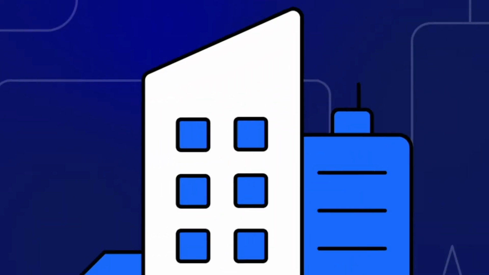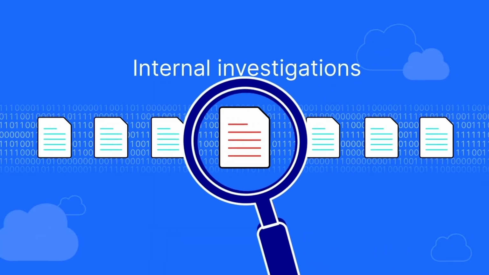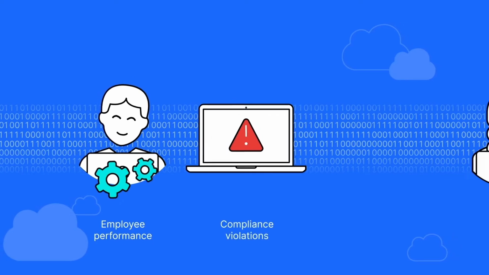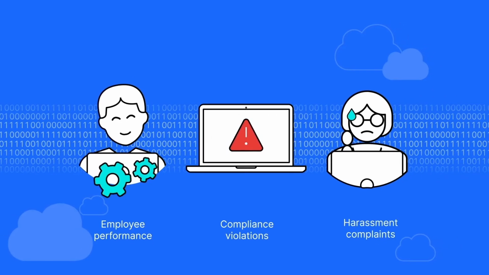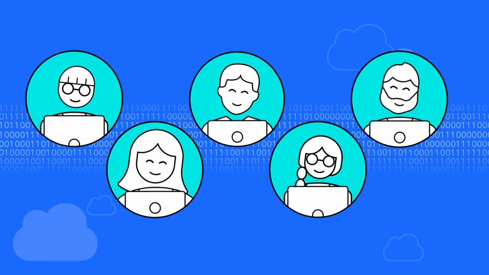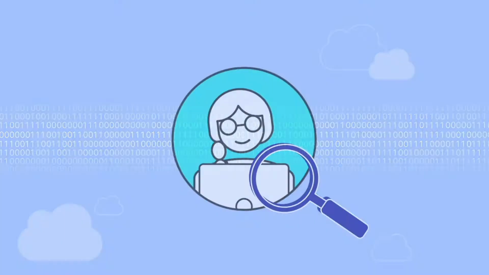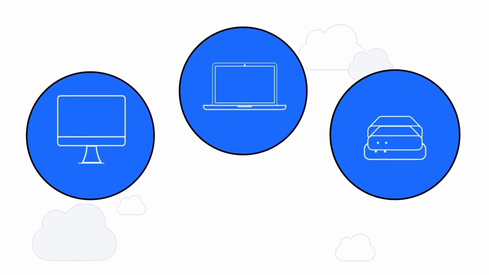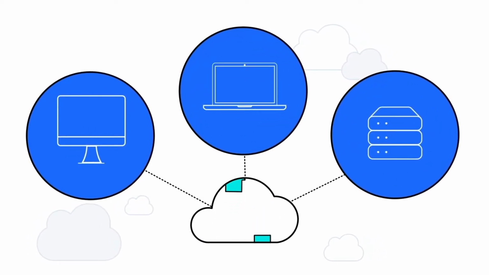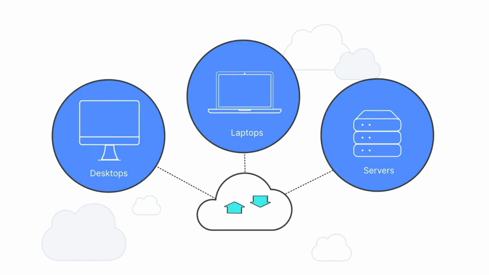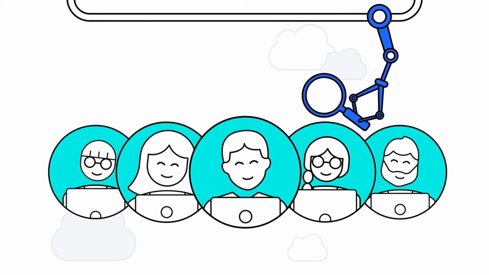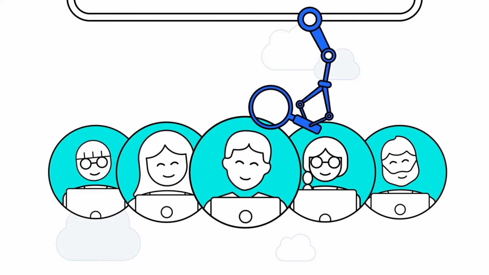For organizations, internal investigations are inevitable. Whether investigating an employee's performance, suspected compliance violations, or harassment complaints, at some point, your organization may need to look deeper into an employee's activity. OpenText EnCase Endpoint Investigator delivers a comprehensive, highly efficient internal investigation solution that enables remote investigation of desktops, laptops, and servers, giving you the ability to conduct a full investigation discreetly without sacrificing employee productivity.